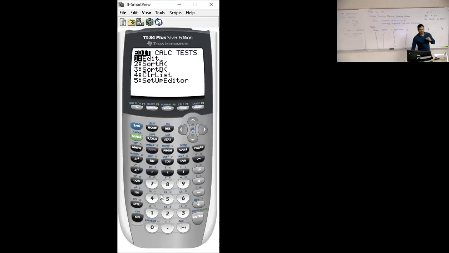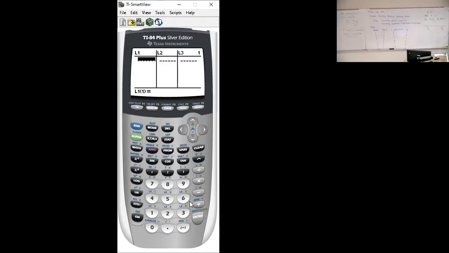So List 1. We have values from last time. So clear the list. Where's that clear list, by the way? Option 4. When you press that, option 4. Okay, go to L1. You can also just go to L1 on the list. Either way works. I like it this way.